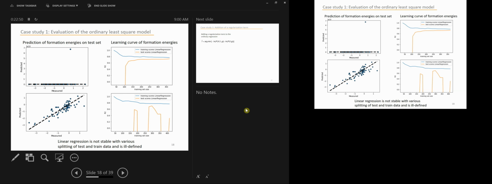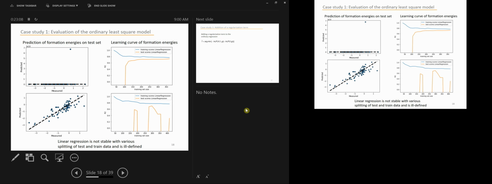So here, what I wanted to show you is that as I was playing with the splitting of the training and test set, I was getting very unstable results. Sometimes I would get such a regression curve, sometimes a very nice regression curve. And I also looked at something that you see on the right, which is called the learning curve of formation energies.